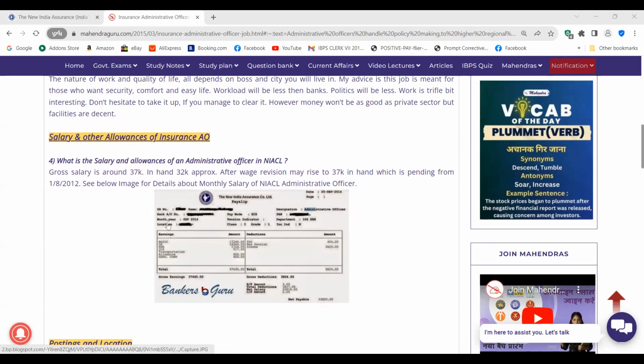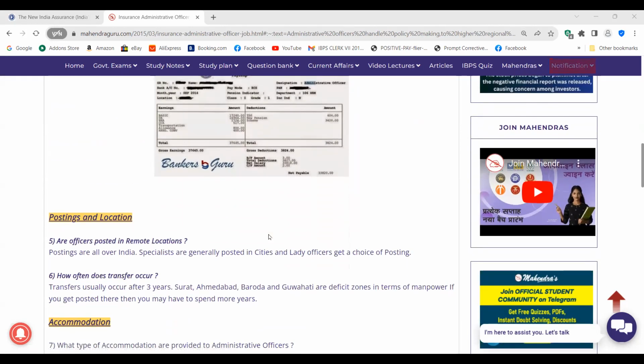Has anybody asked any other NIACL or UIIC officers? Sir, it is more. How much? Sir, I checked, it is around 80. You get in hand around 55,000 rupees. 80,000. Now it is 80,000, including all the allowances. Yes, including allowances, it is 80,000. Good. Very good.